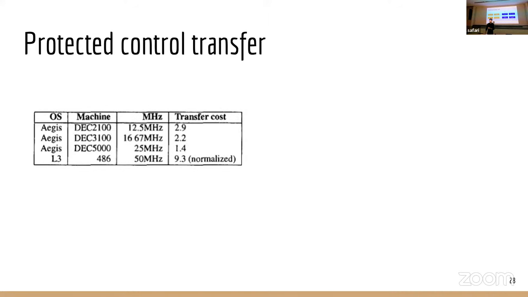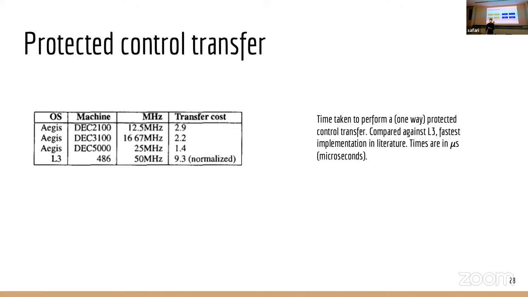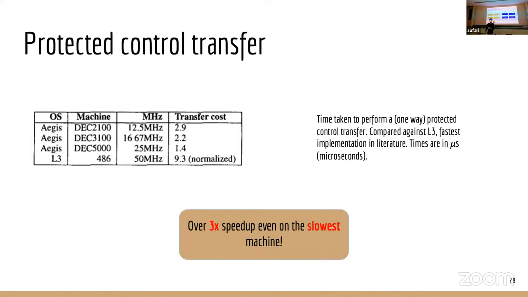So this protected control flow transfer was also tested. It was tested against this L3, which is the fastest implementation in literature for control flow switching. And the times are once again in microseconds. And we can see that there's an over 3x speedup, even on the slowest machine.